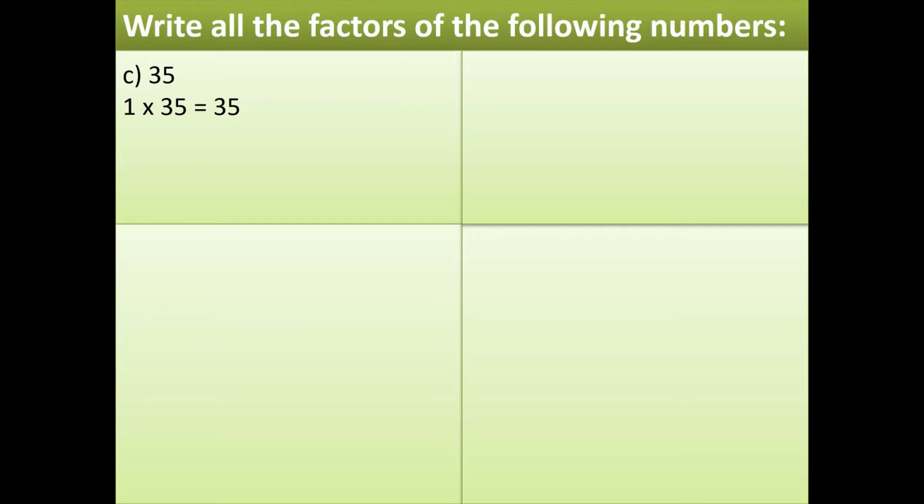Take the next number 3. Is 35 completely divisible by 3? No, it is not. So leave it. Then take 4. Is 35 completely divisible by 4? No, it is not. So leave 4 also. Then take 5. Is 35 completely divisible by 5? Yes.